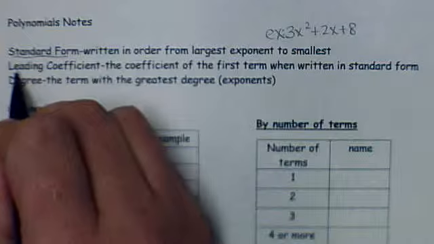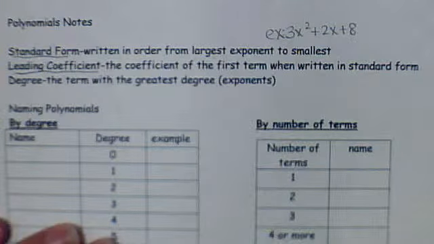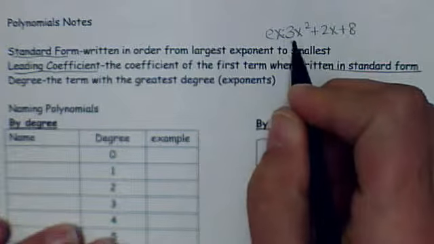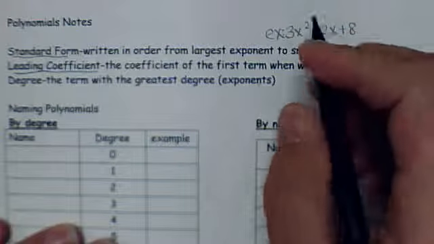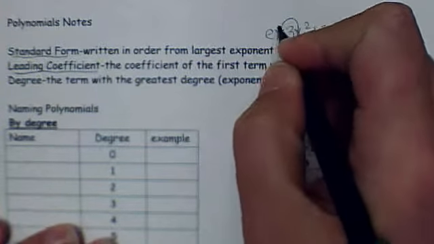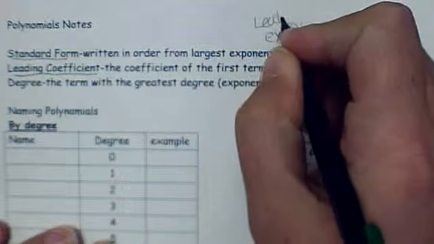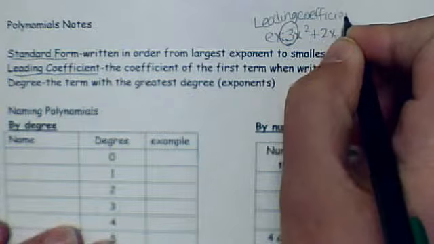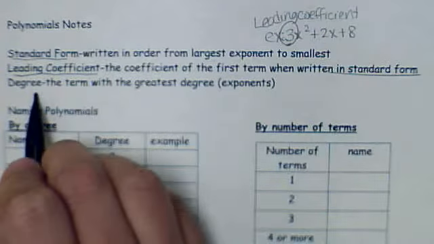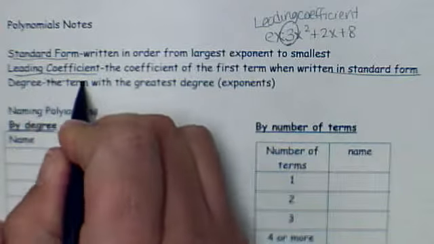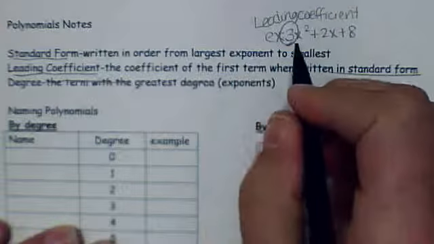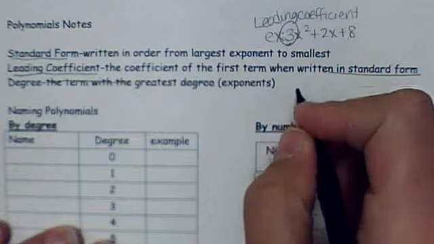The next vocabulary we have is leading coefficient. Remember, the word coefficient means the number in front, so leading coefficient is the number in the very front when written in standard form. So in our example, 3x squared plus 2x plus 8, the leading coefficient is 3. Degree, and this definition is wrong on the notes, is the greatest exponent. So in our example, 3x squared plus 2x plus 8, the degree is 2.